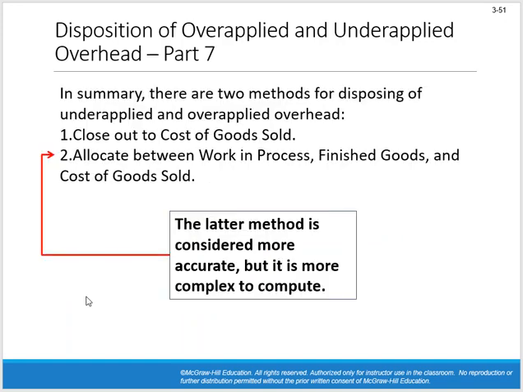So as we look at these two different methods, the first one was easier, where we just closed all of it out into cost of goods sold. But the second one is considered to be more accurate. It might be a little more complicated to compute, but you can see why allocating it between those accounts might offer more accuracy. It might be somewhat unfair to say that all of it just goes to cost of goods sold, when the reality is those goods that the MO has been applied to are found throughout WIP, finished goods, and COGS.